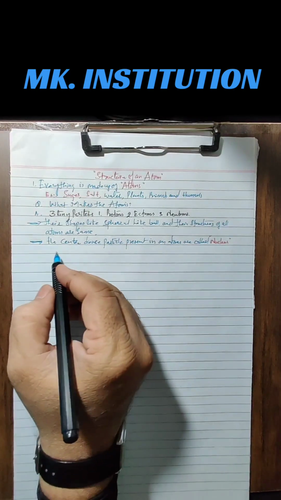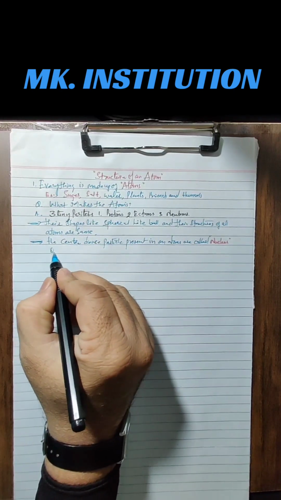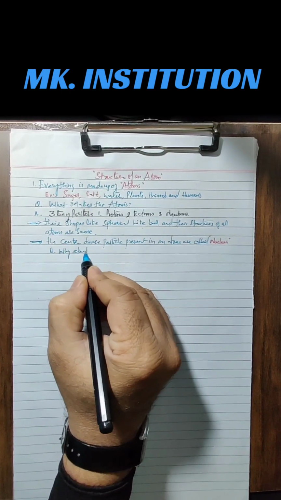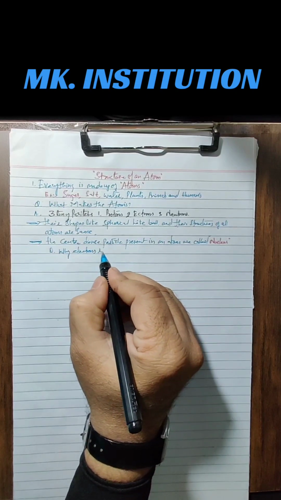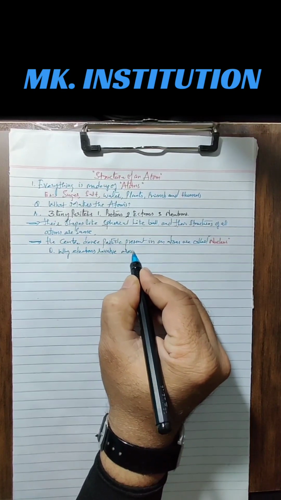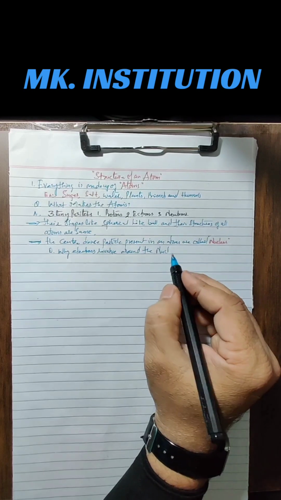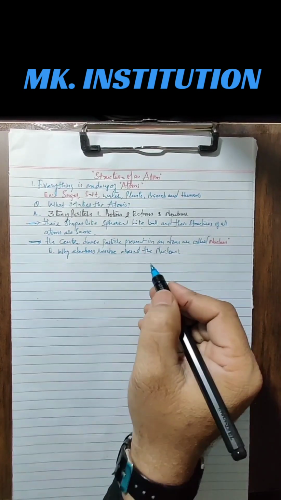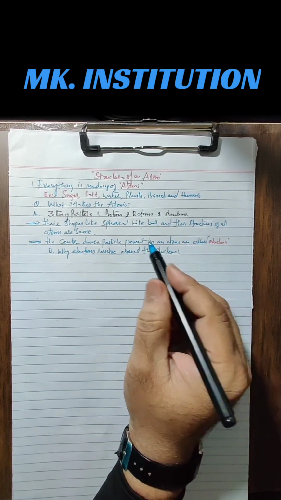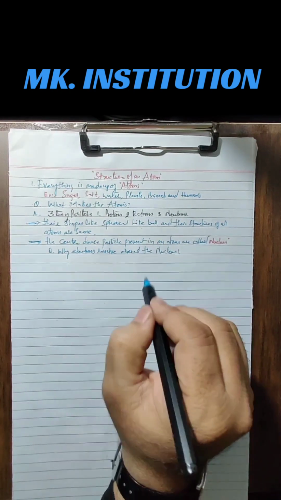Now, a small question we can ask here: why do electrons revolve around the nucleus? Just like the sun and the planets. A planet is also revolving around the sun. They are not coming and colliding with the sun, but they are revolving. What is the reason behind this?